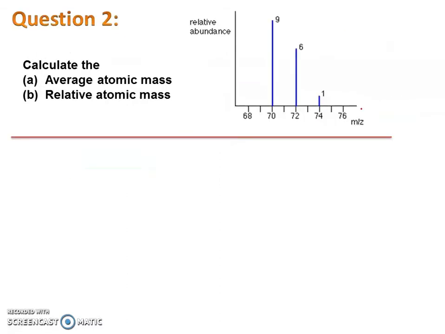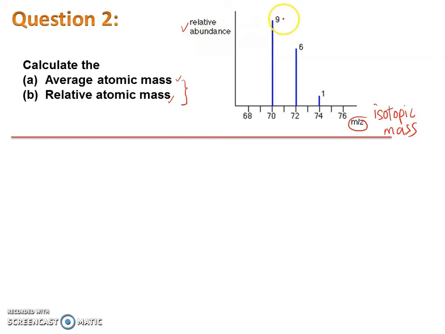So now we look at question number 2. They give you the mass spectrum, then they ask about average atomic mass and relative atomic mass. So what is the difference between these two? Okay, first we look at the mass spectrum. The m over charge stands for the isotopic mass. Relative abundance can refer to the percentage or ratio.